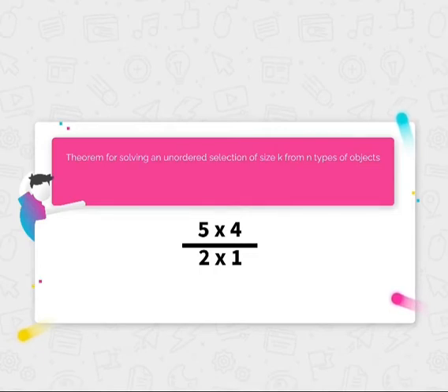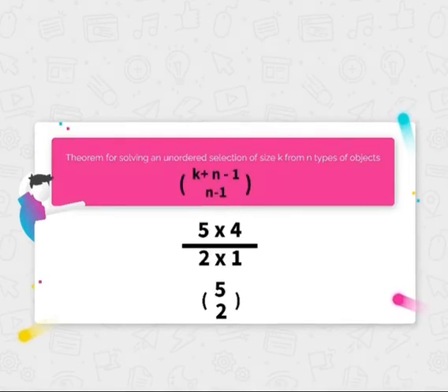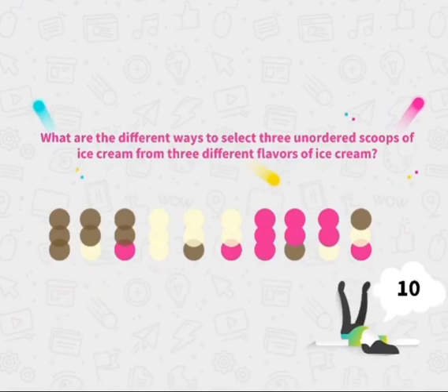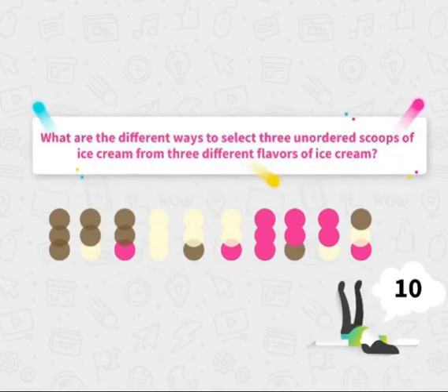Now if we rewrite this in combinatorial notation, we get 5 choose 2. The more formal formula is n plus k minus 1, the length of flavors and dividers, choose n minus 1 ways to select k objects, k being the flavors of ice cream. After calculating, she realized she was correct. There are 10 different arrangements of 3-scoop cones from 3 different flavors of ice cream.